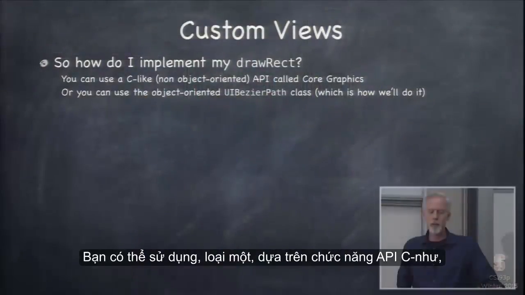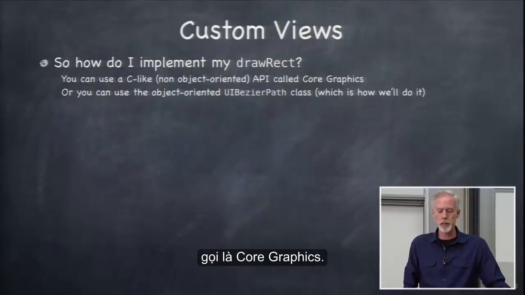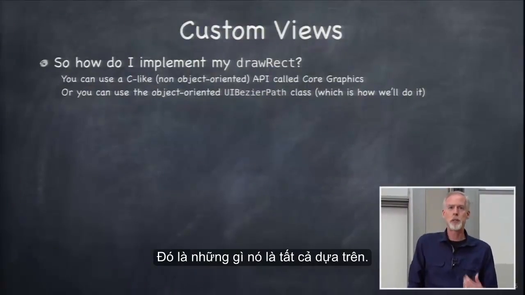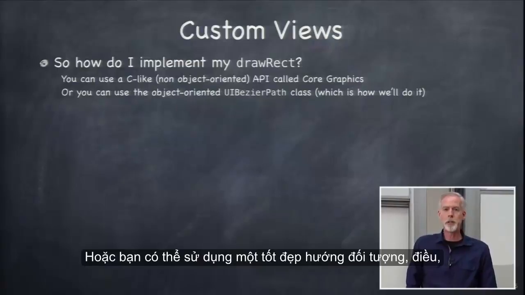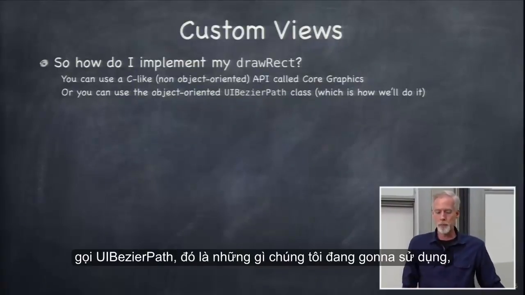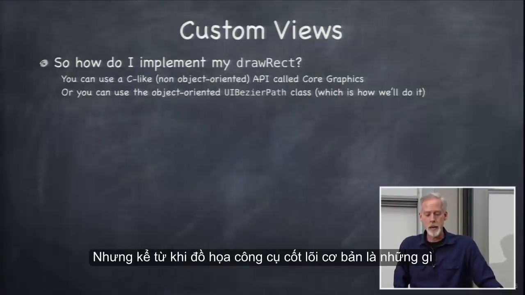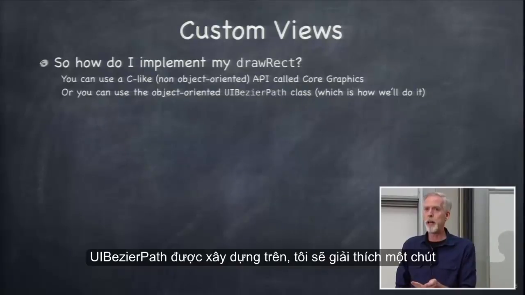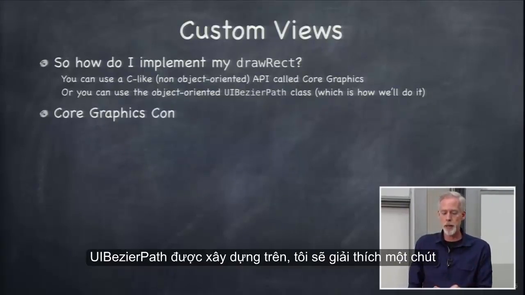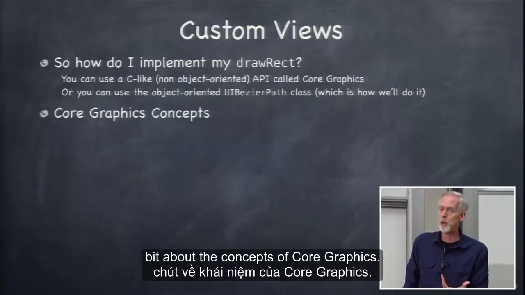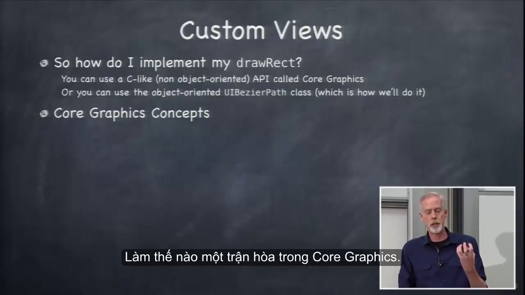So how do you implement this all-powerful drawRect method? You can use kind of a C-like function-based API called Core Graphics. That's what it's all based on. Or you can use a nice object-oriented thing called UIBezierPath, which is what we're going to use because we like object-oriented. But since the underlying stuff, Core Graphics, is what UIBezierPath is built on, I'm going to kind of explain a little bit about the concepts of Core Graphics, how one draws in Core Graphics.